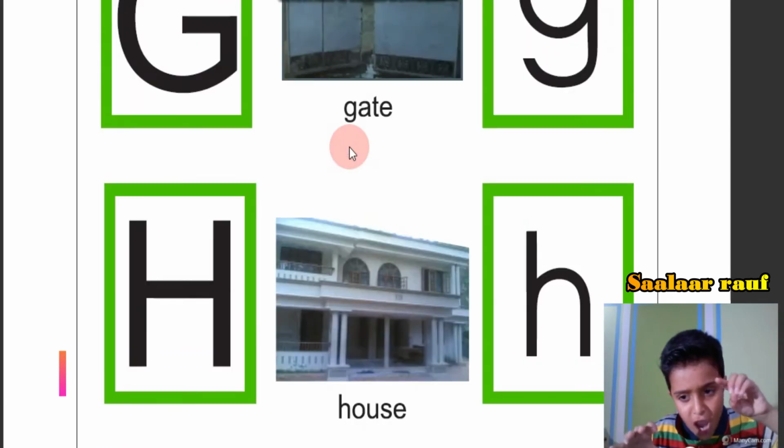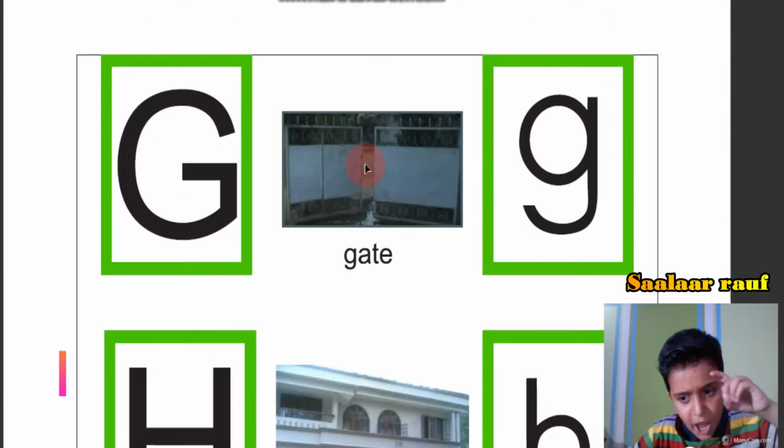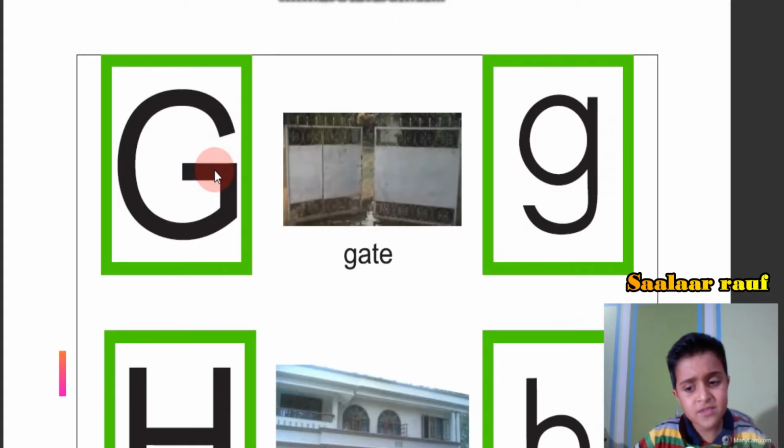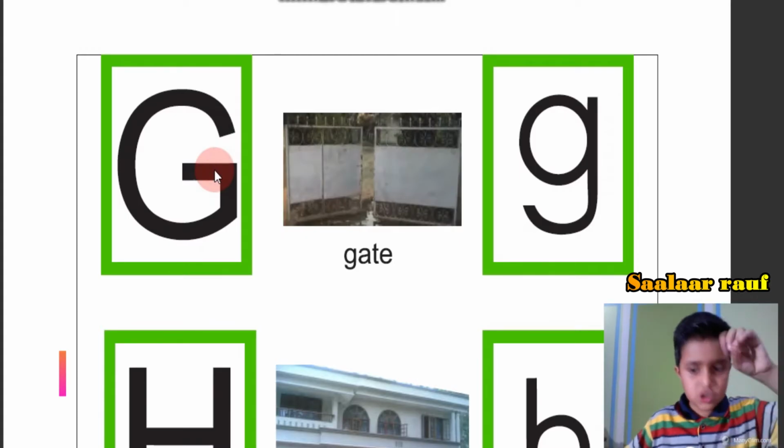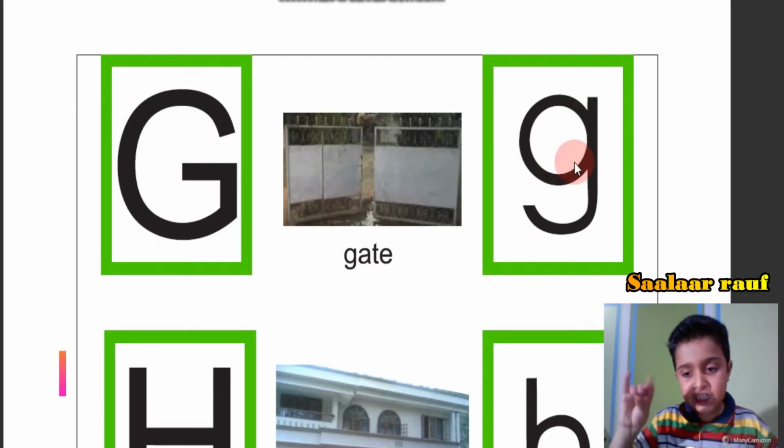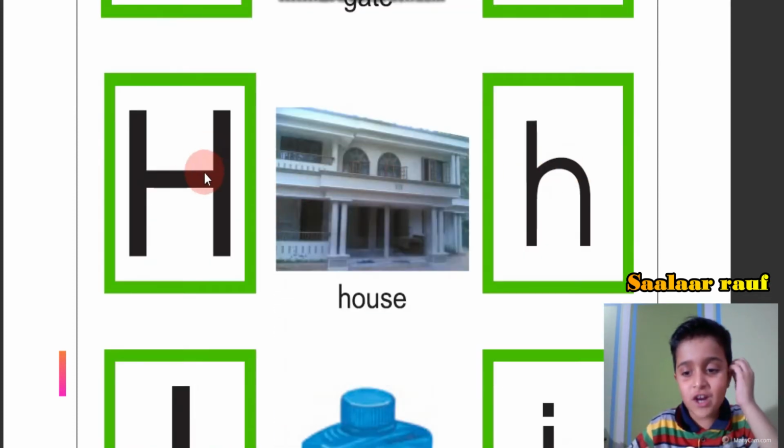Gate. G for gate. What is this? G. What is this? G. And what is this? G. Very good.